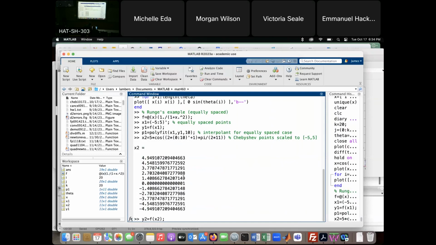What did I get wrong? I'm not sure. Oh, not 2 divided by 11, it's 2 times 11. Okay, go ahead. Yeah, those are right points. So now that I have my Chebyshev points, I plug them into F, get my y values.